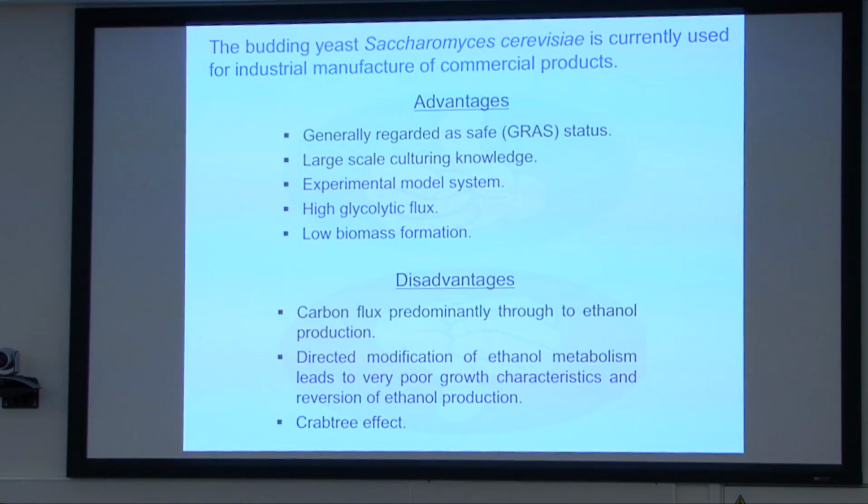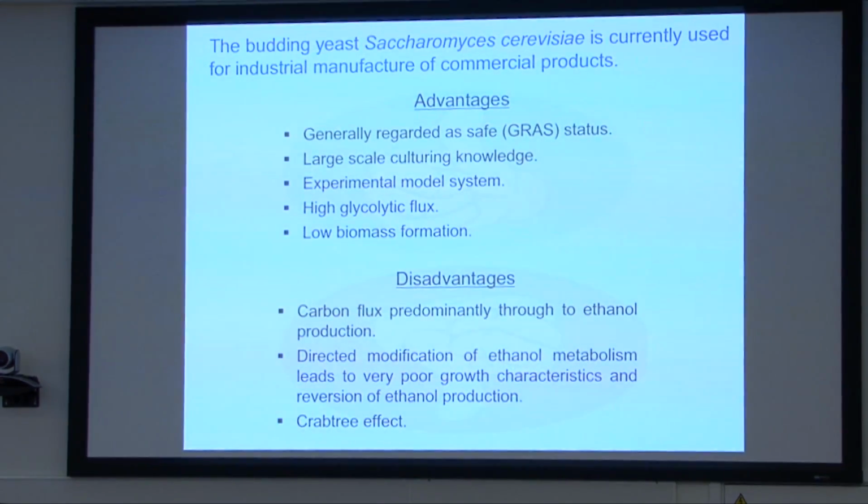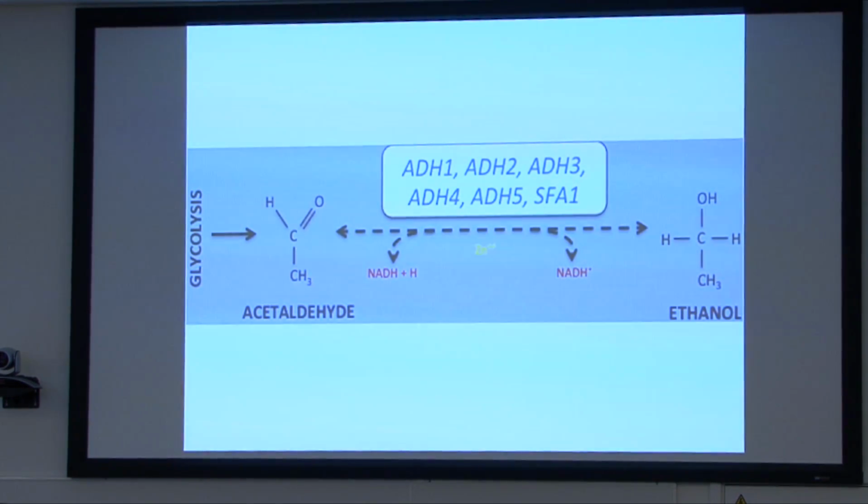What I'm trying to do with it is, Saccharomyces is good for industrial manufactured products. Carbon flux is directed predominantly through to ethanol production, and this is bad. So I'm trying to use the AmdS cassette to knock out different ADH genes, and there are 6 involved in this step here.